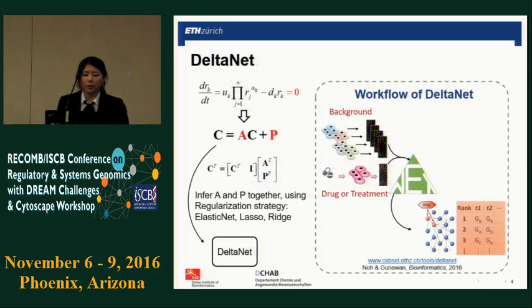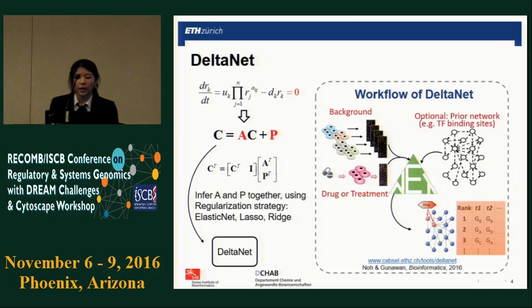Since network A and perturbation P are unknown in this linear system, our previous method, DeltaNet, infers matrix A and P simultaneously by solving the linear regression problem using regularization techniques such as ElasticNet or lasso regressions. Thus, DeltaNet requires an input of gene expression profiles from both background and test samples, and it provides an inferred network and perturbation scores for each gene in each test sample. Additionally, prior information of network structures can be incorporated in DeltaNet to increase the accuracy of target predictions.